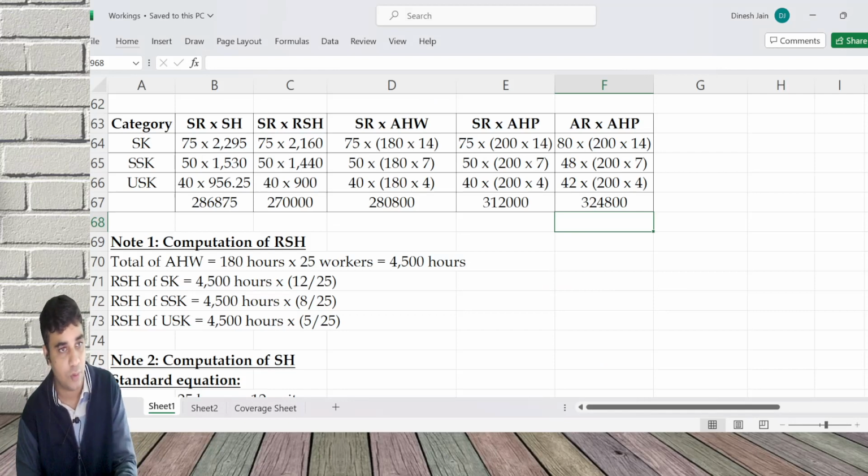Tomorrow's session will start with overhead variance. There is a high possibility tomorrow can be fully live online because there is heavy rain expected. So depending on that, it could be a fully live online session. Sunday as well could be fully live online. Both days could turn out to be fully live online. We'll see.